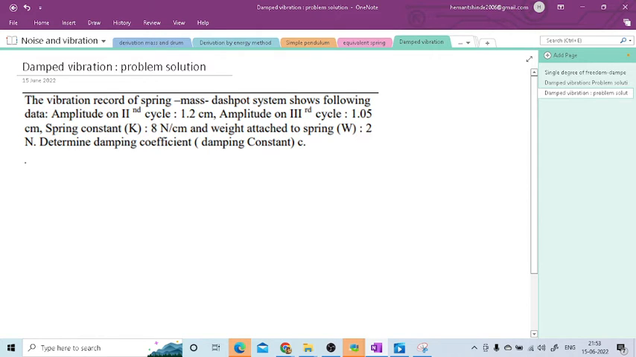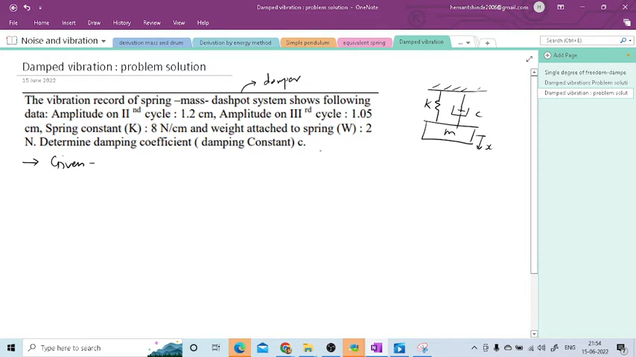Okay, this problem is on damped vibration. So whatever is given, I am going to write here. The vibration record of a spring, mass and dashpot system. See, here they have provided spring, mass and the dashpot system. The dashpot is nothing but the damper. So they have given spring, mass and damper system shows the following data.